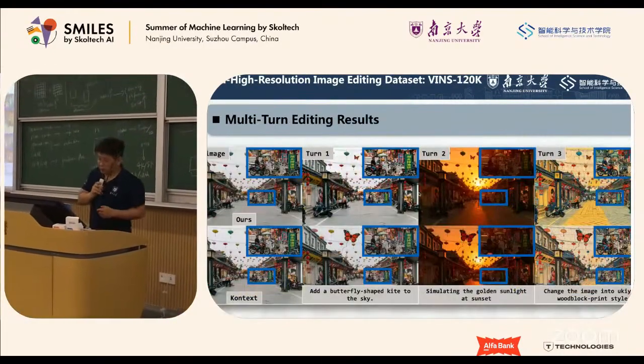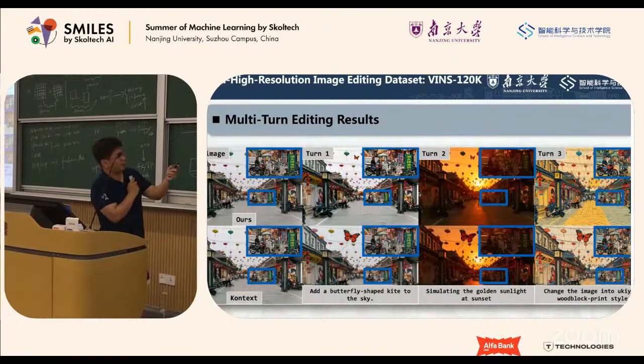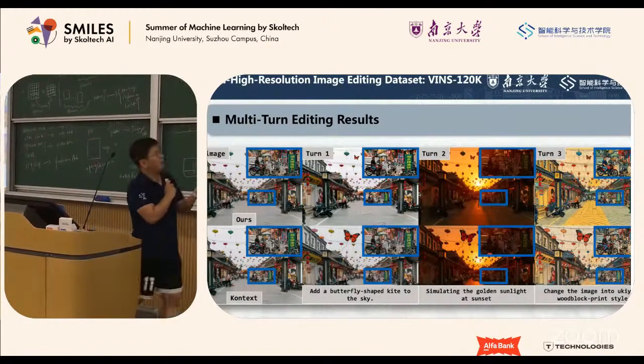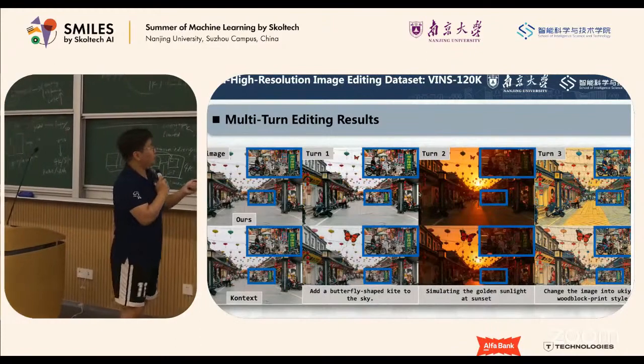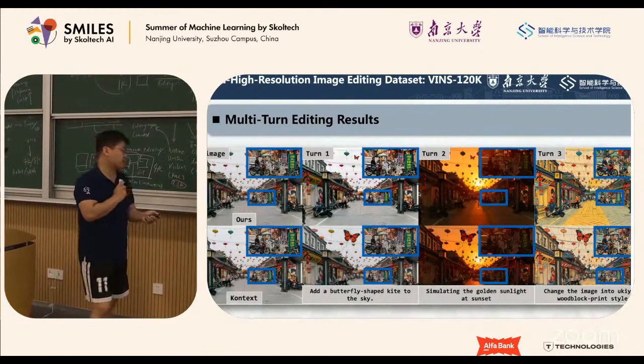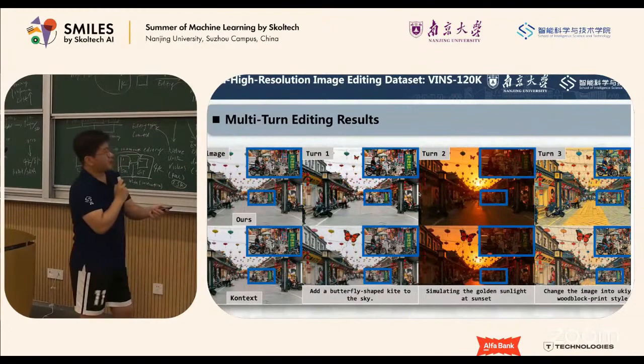And this slide demonstrates sequential editing. We call that multi-turn editing. So this is an example. The first row is the results of our model, and the second row is the results of FLUX Kontext. And we have three turns here.